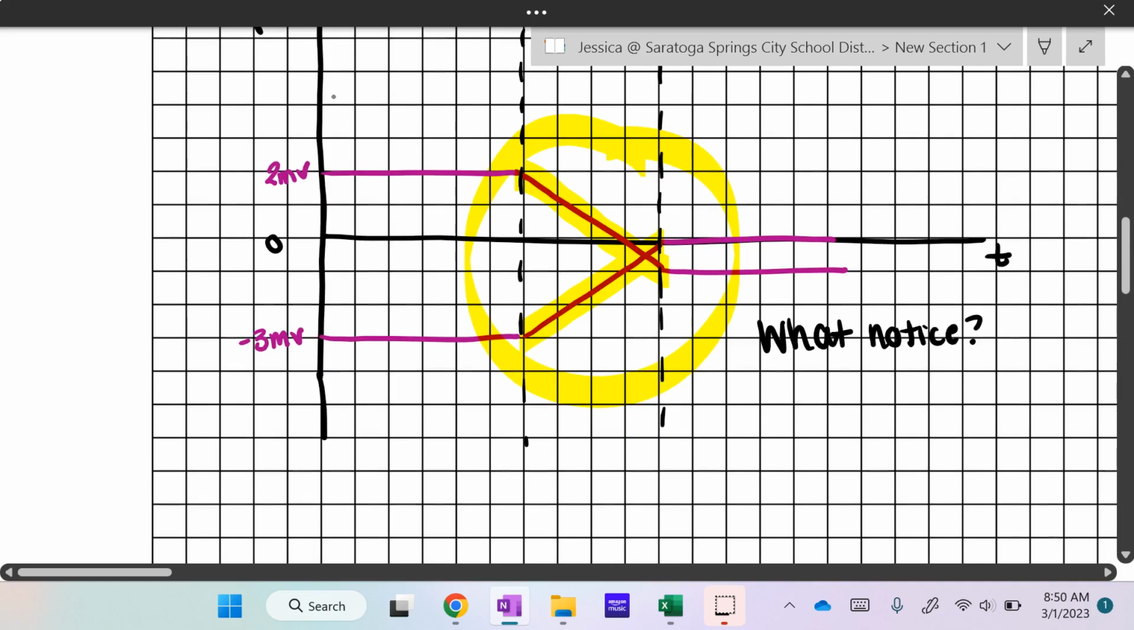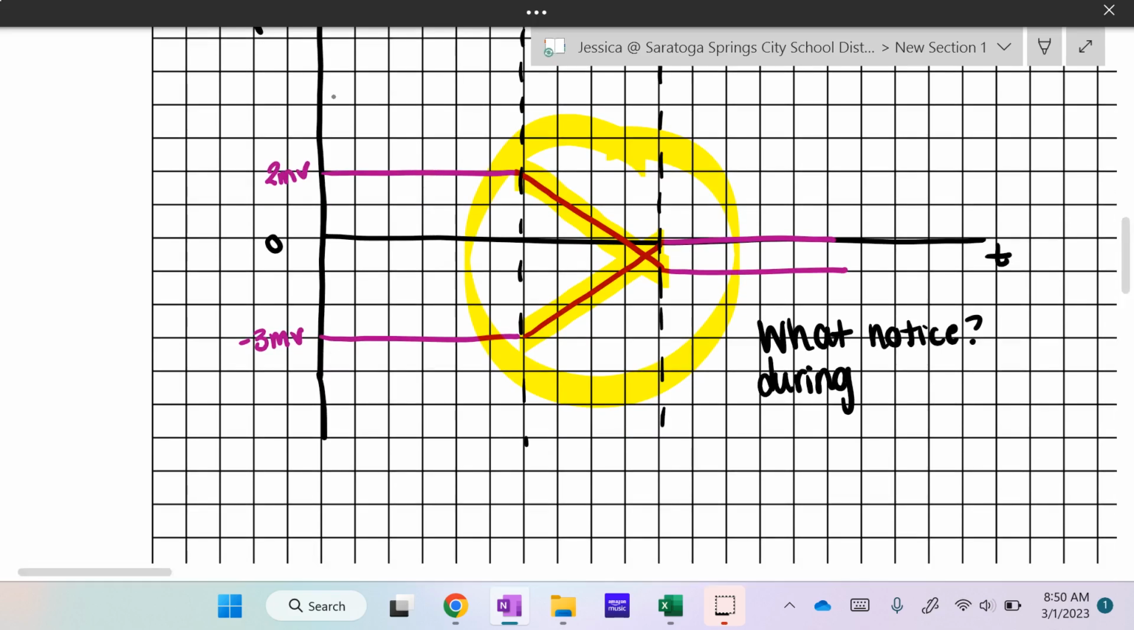We might notice that during the collision, the slopes are equal in magnitude, meaning their number is the same, but they are in opposite directions. For instance, this line has a rise of 3 and a run of 4, and this line has a rise of negative 3 and a run of 4. So our slopes are equal and opposite.